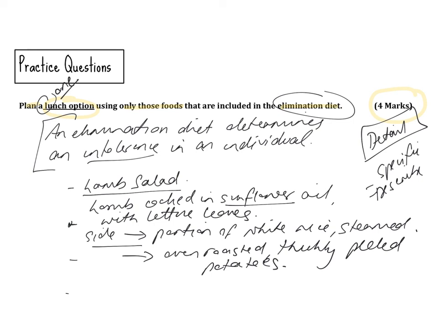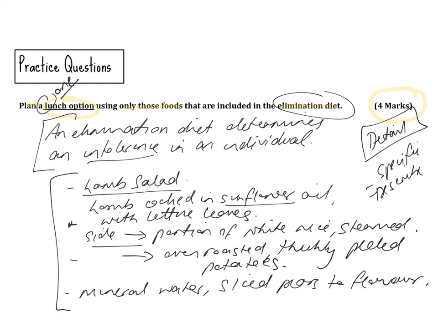And then I would also have a beverage. So I would say that mineral water could be allowed with some sliced pears to flavour. Okay, so those are the foods that I would include in a lunch menu, and they all reflect what is allowed in an elimination diet.